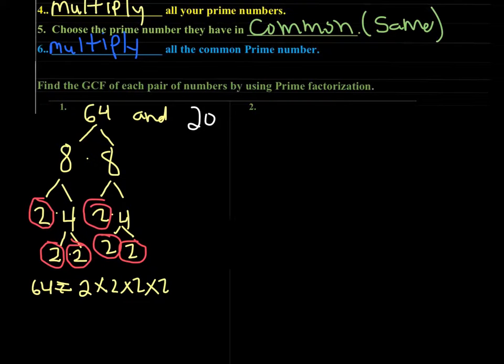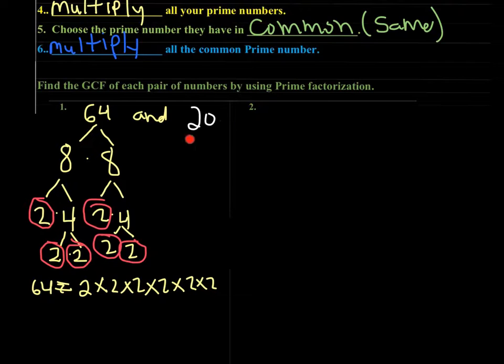So there's 1, 2, 3, 4, 5, 6. I have 1, 2, 3, 4, 5, 6. So 64 equals 2 times 2 times 2 times 2 times 2. 1, 2, 3, 4, 5. Oh, I'm missing one. Times 2. Alright, so for 64, we can stop right here, and we'll come back to this a little later.